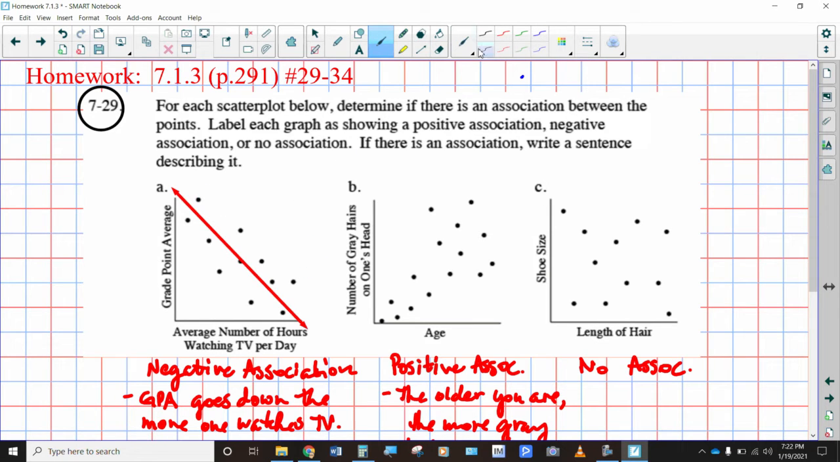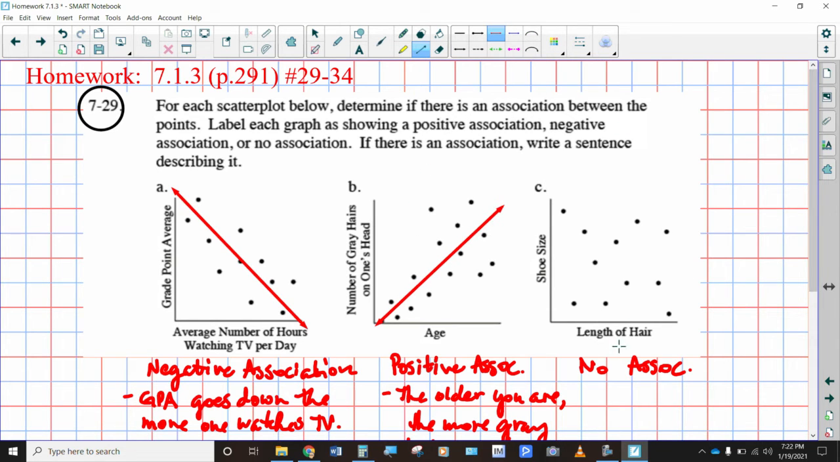I would have to imagine that there's an outlier, someone who watches a lot of TV and also gets really, really good grades. And then you got that poor soul that never gets to watch any TV, but they also struggle in school. It does happen. All right, and then your age and the number of gray hairs on your head. All you have to do is look at my head to see that the older you get, the more gray hairs you get. So there's absolutely a positive association to that. The older that you get, the more gray hairs that you get.